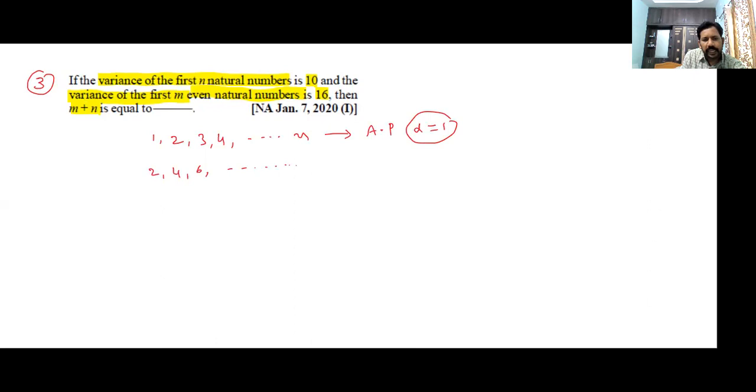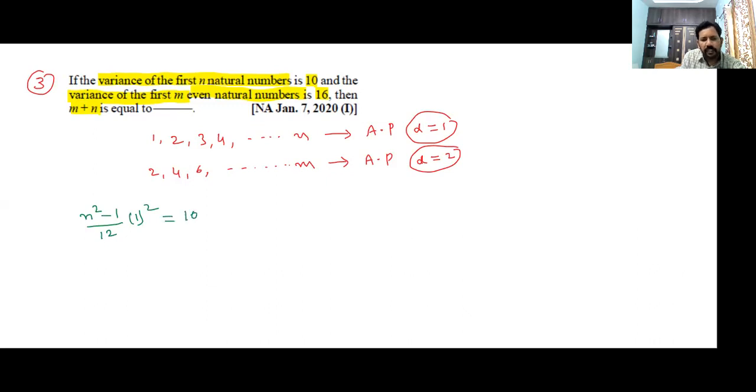How many m even natural numbers? Those are also in AP series, but the common difference is 2. Okay. Now, variance of first n natural numbers is 10, given. So I am writing the formula here: n square minus 1 by 12 into d square. d means 1 now. That value should be 10.